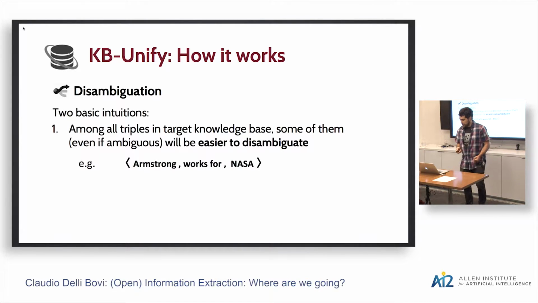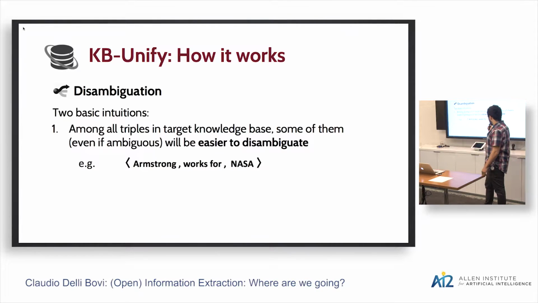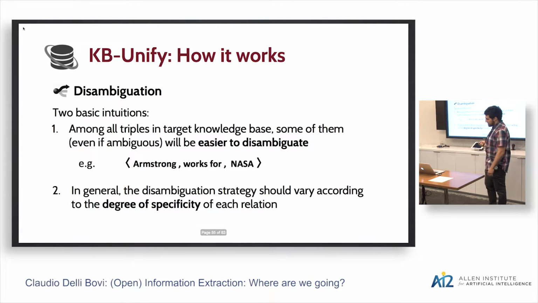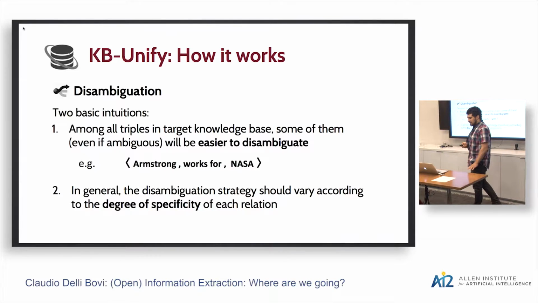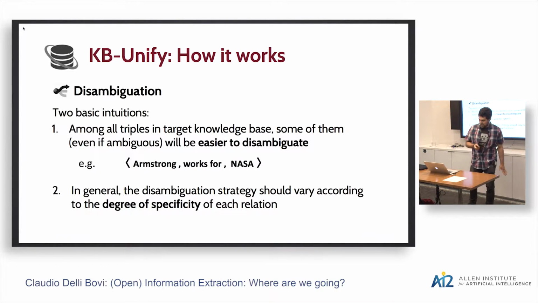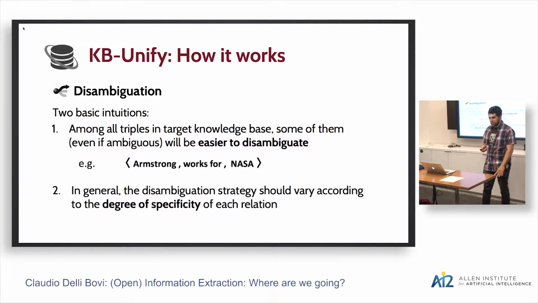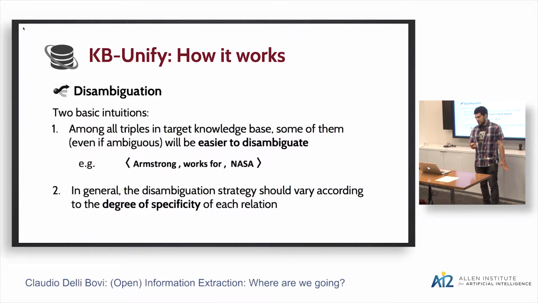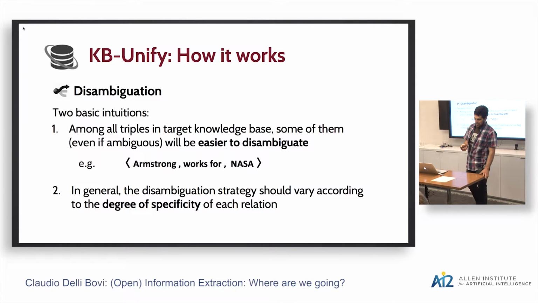And so there are two candidate meanings for both arguments that are related much more than all the other candidates. This is one intuition. The second intuition is that, in general, you should have two disambiguation strategies that vary according to how specific a relation is. What do I mean by this?